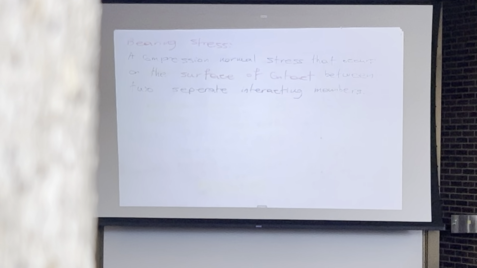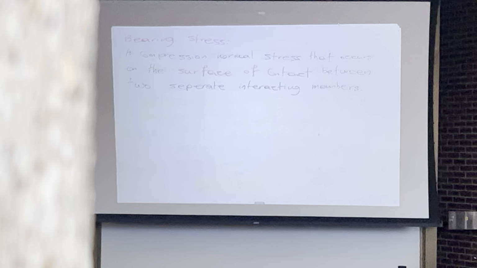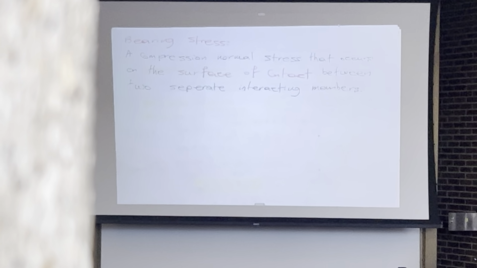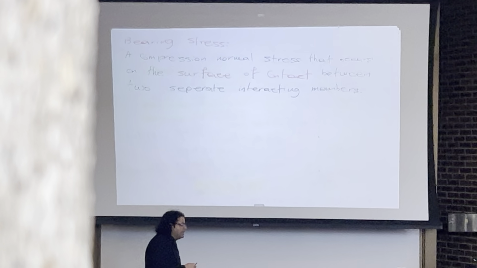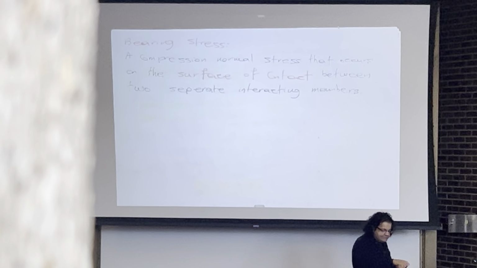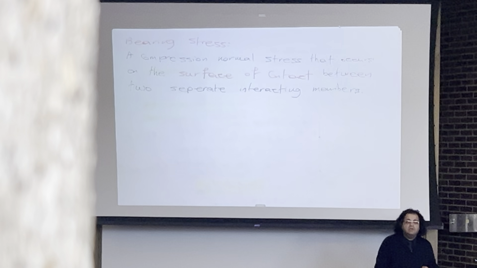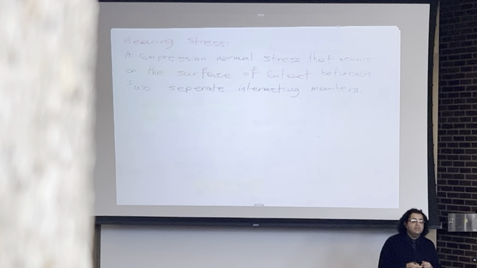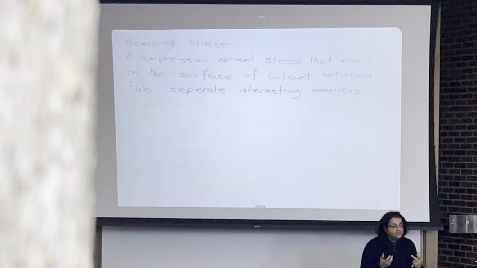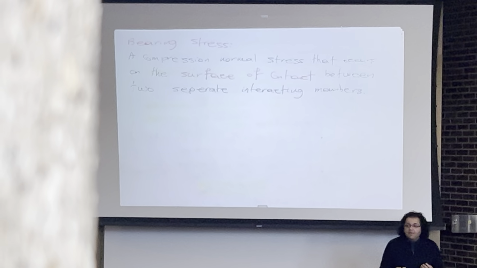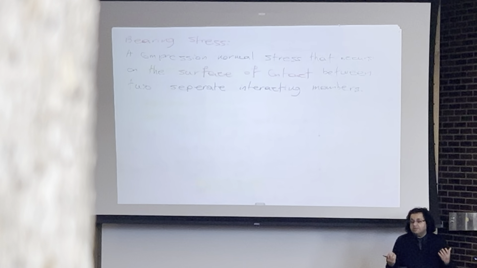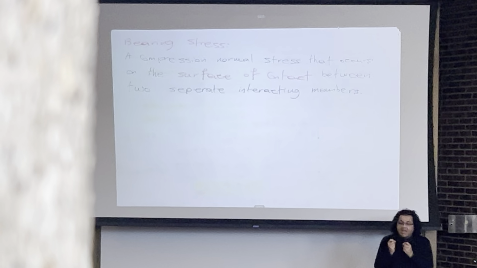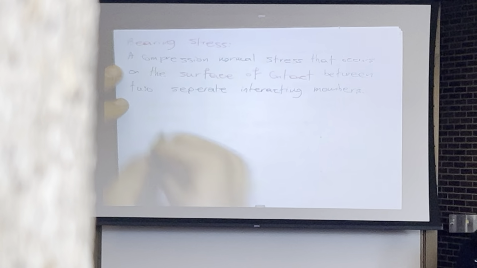However, sometimes we have some forces that are created at the surface of contact, as a contact between two separate objects. So for example, when I press this marker or press this mop on the table, clearly I'm applying some pressure on the table. At the surface of contact, there will be some pressure created. Are we able to calculate that pressure? The answer is yes. We call that pressure bearing stress. And we can calculate that bearing stress through this equation.